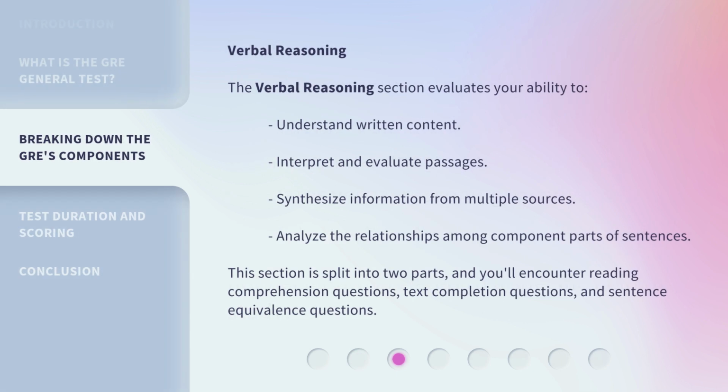Verbal reasoning. The verbal reasoning section evaluates your ability to understand written content, interpret and evaluate passages, synthesize information from multiple sources, analyze the relationships among component parts of sentences. This section is split into two parts, and you'll encounter reading comprehension questions, text completion questions, and sentence equivalence questions.